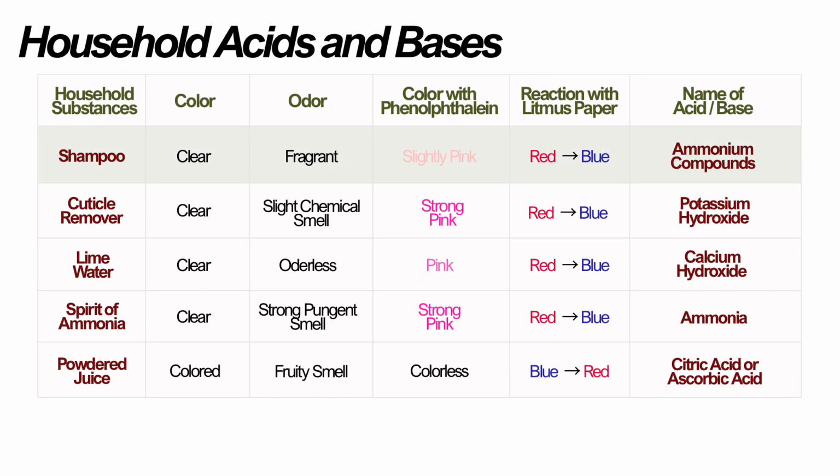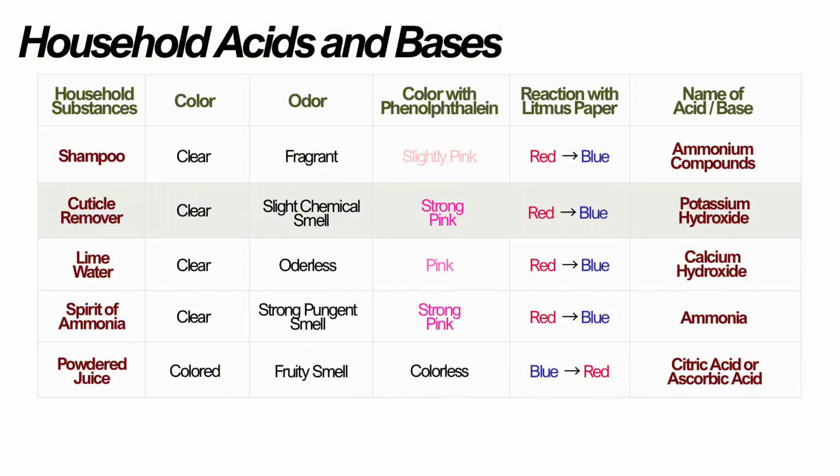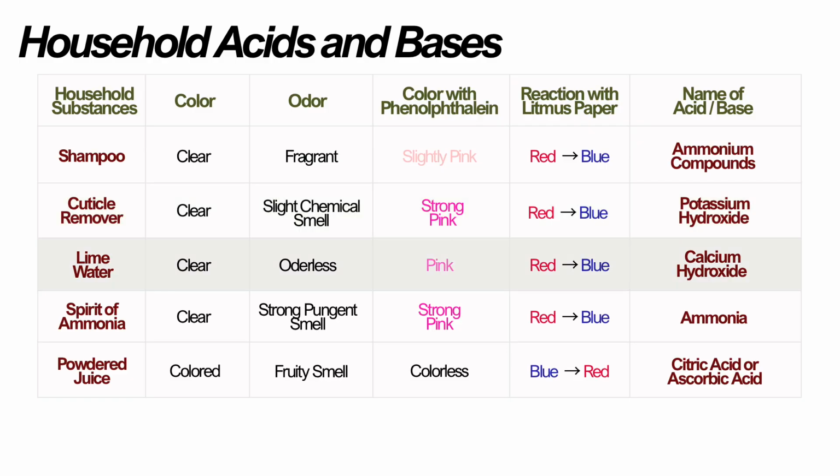Then the next one, we have shampoo, which is clear and fragrant. When reacting with phenolphthalein, it becomes slightly pink, and it turns red litmus paper blue, and it has ammonium compounds. Next, cuticle remover. It is clear and has a slight chemical smell. When reacting with phenolphthalein, it becomes strong pink and turns red litmus paper blue and has potassium hydroxide, so this is a base. The next is lime water, which is clear, odorless, and when reacting with phenolphthalein, it becomes pink and it turns red litmus paper blue and has calcium hydroxide, again a base.